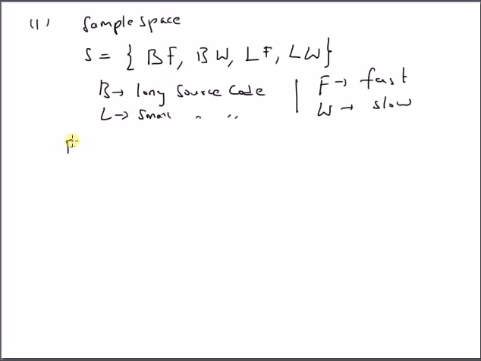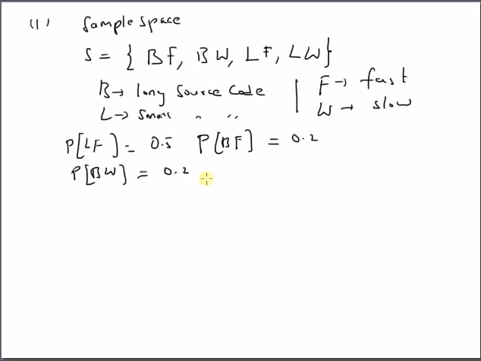Now we are given the following information, that is, probability of the outcome LF is equal to 0.5, and probability of the outcome BF, that is a code is long but takes very little time, is equal to 0.2, and we are also given that probability of BW, that is a long code but takes very long time for execution, is 0.2. Now we want to find different probabilities. The first one is probability of LW, that is a source code is very short but it takes very long time.